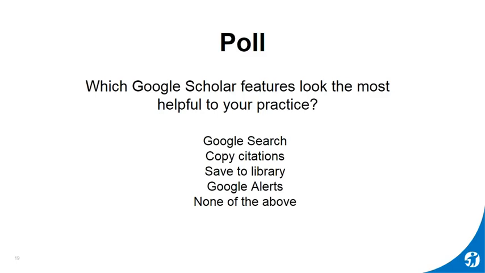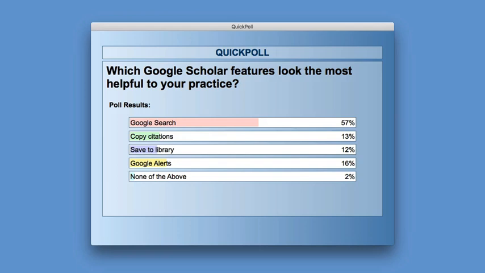Okay, everyone's voting very quickly, so closing the polls and sharing our results. So which Google Scholar features look the most helpful? The majority, with 57%, said Google Search, 13% said copy citations, 12% save to library, 16% Google Alerts, and just 2% said none of the above. So go ahead and close that out.